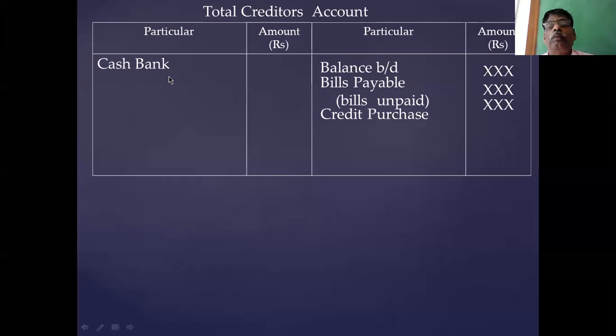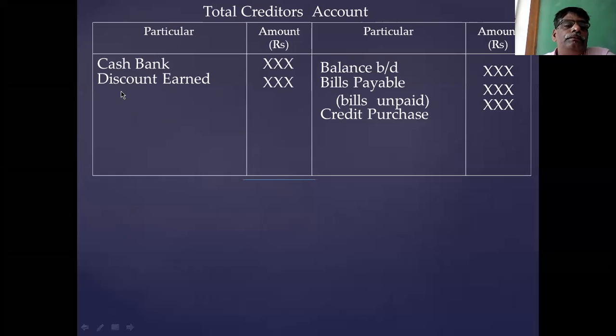First is cash or bank. Cash paid to creditor, or check issued to creditor. Cash paid, you record as cash. If a check is given, you record as bank. Write the amount. This is the first one. If cash is paid to creditor, the creditor balance automatically decreases. Then discount earned. If the discount is given by the supplier, that is called discount earned. You record the discount earned on the debit side.